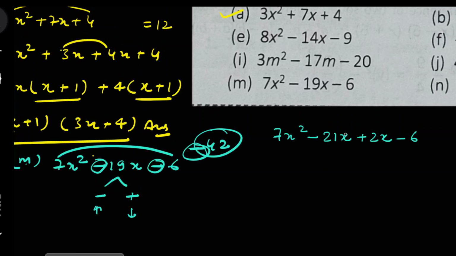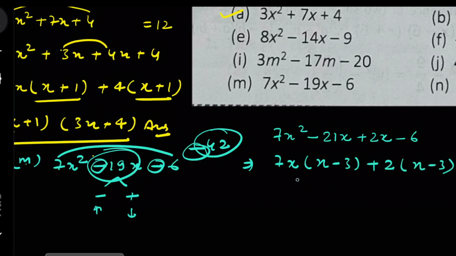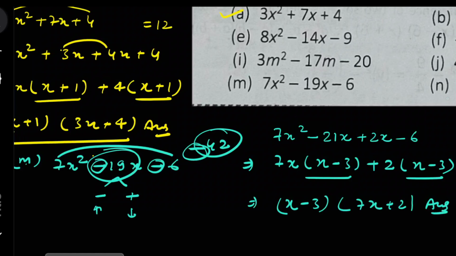So 21 twos are 42, and it is minus, so you get minus 42. And minus 21 plus 2, you will get minus 19. So taking 7x as common, x minus 3, plus taking 2 as common, x minus 3. So x minus 3, take it out. So you will get x minus 3 here, and here will be 7x plus 2, and this is our answer. So we have done this one, and this one is your homework.